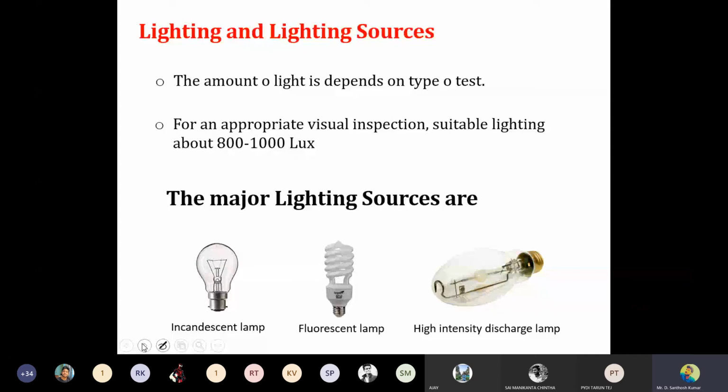So the lighting source always depends upon what kind of defects are there. How you identify the defects, you can easily predict depending upon the manufacturing method. If you are going for casting, then you can easily predict what kind of surface defects you may get. If you are going for welding, you can easily predict what kind of defects may occur. So like that you have to choose different kinds of lamps.